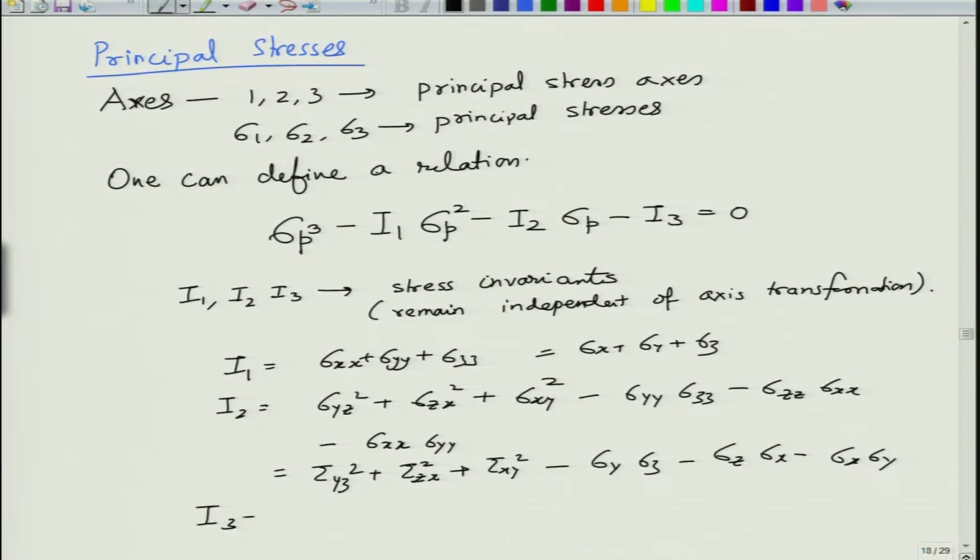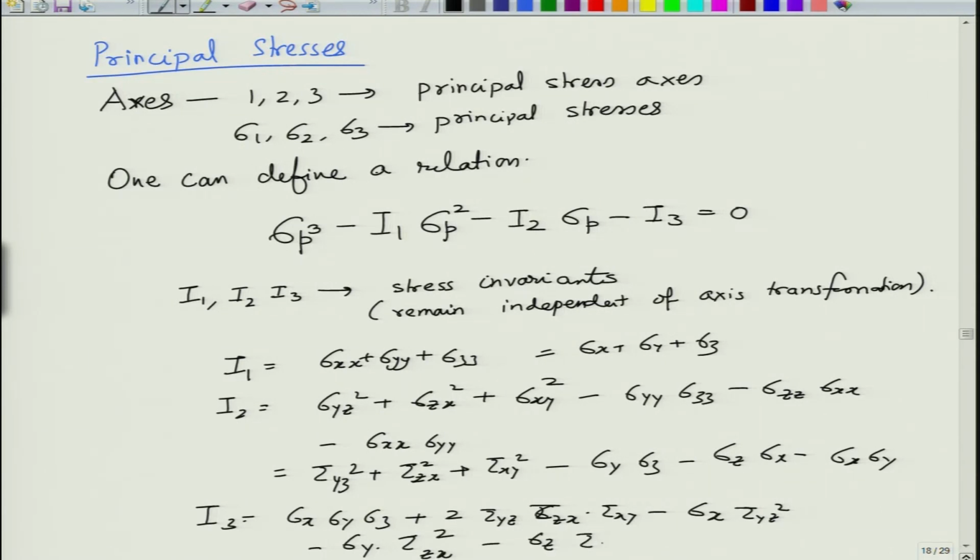Similarly, I can write I3, which is sigma x sigma y sigma z plus 2 of tau yz tau zx into tau xy, minus sigma x tau yz square, minus sigma y into tau zx square, minus sigma z into tau xy square. So we will stop here.